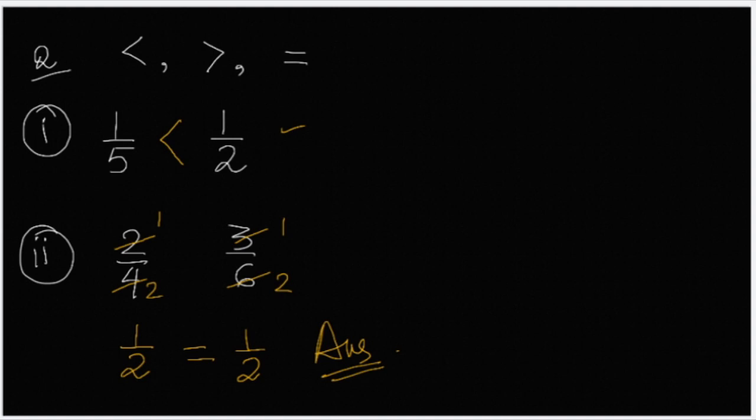So let's do the next question, where we will learn to do that. This is question number 3, subpart 1. Compare 5 by 9 and 4 by 5. Now see, there is no way by which we can reduce them to simplest form and bring to a common denominator or numerator. So in both the cases I have to convert them to like fractions.